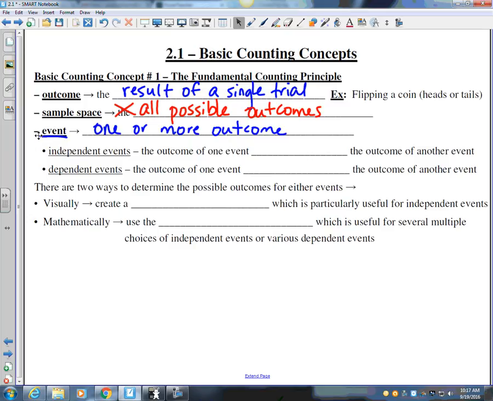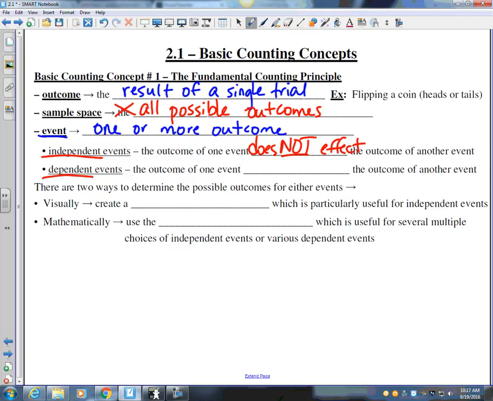All right, if something is independent, do you think one event affects the other event or does not affect it if they're independent? Does not, okay? Does not affect the other event. Once again, flipping a coin is independent. If you flip a coin and get tails the first time, does that affect whether you'll get tails the second time? Nope, it doesn't. 50-50 every time.